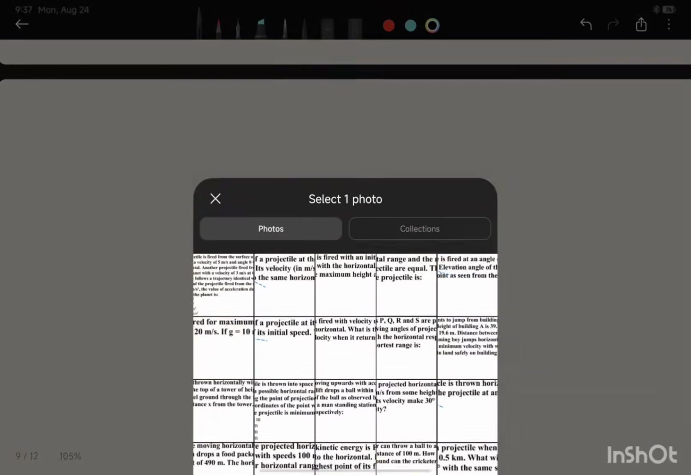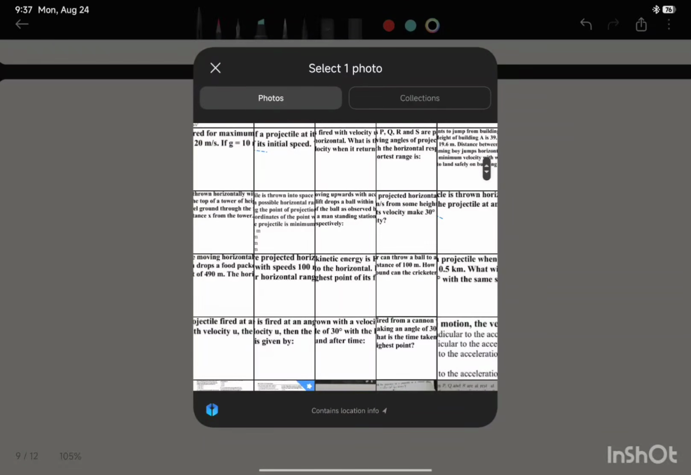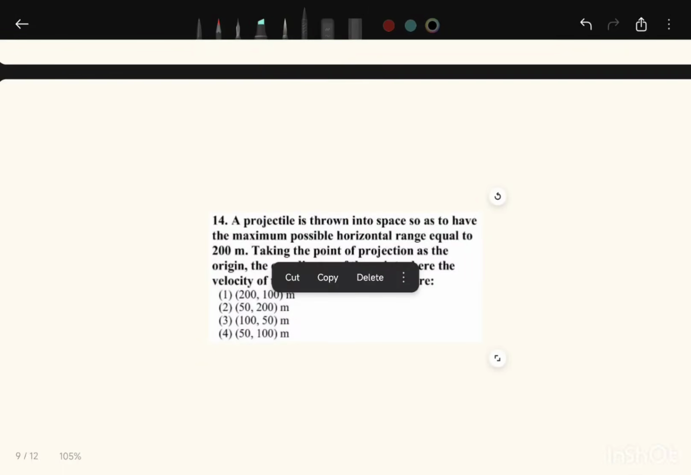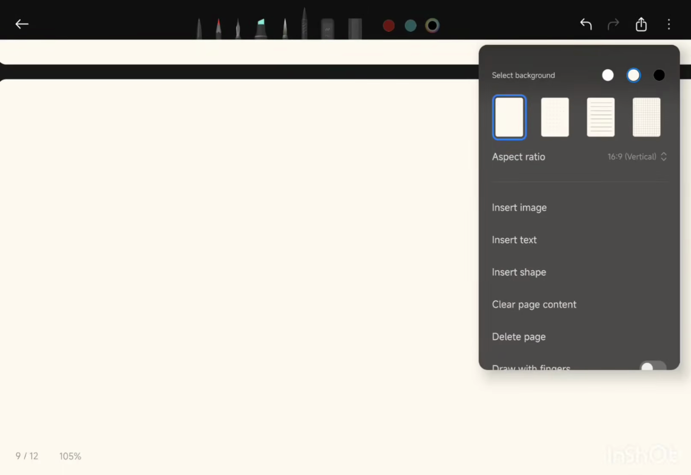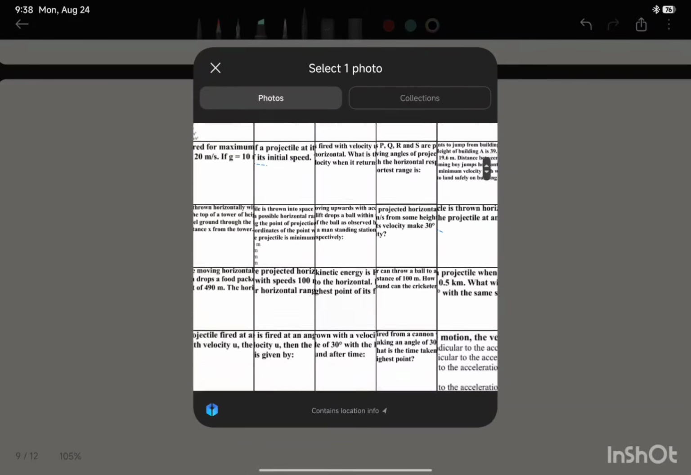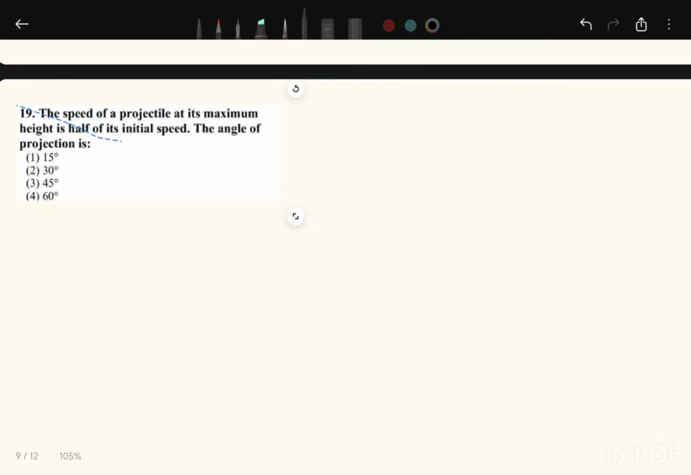Question number 19. Sorry, it's question number 14. Yeah, this is question number 19. So question number 19 is saying the speed of a projectile at its maximum height is half of the initial velocity. So what will be the angle of projection, right?